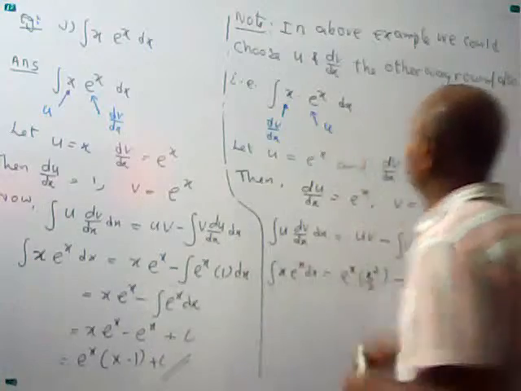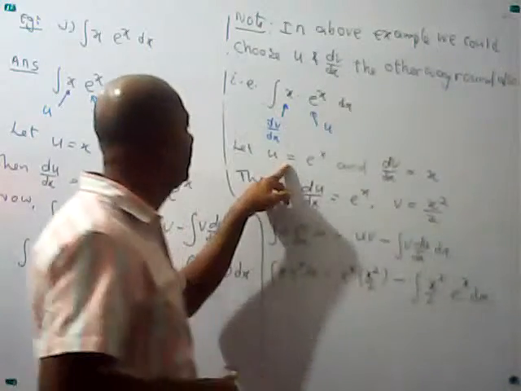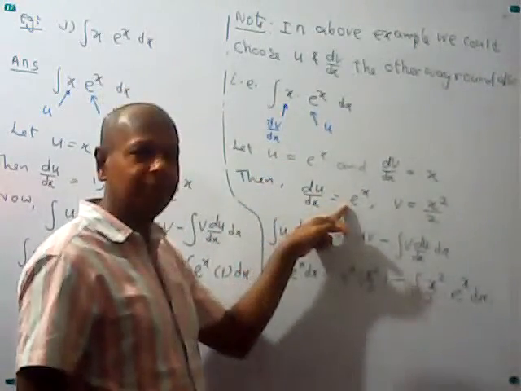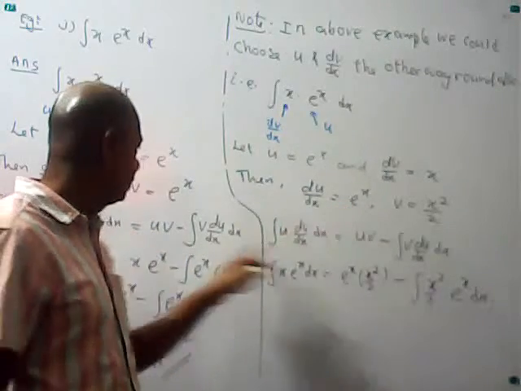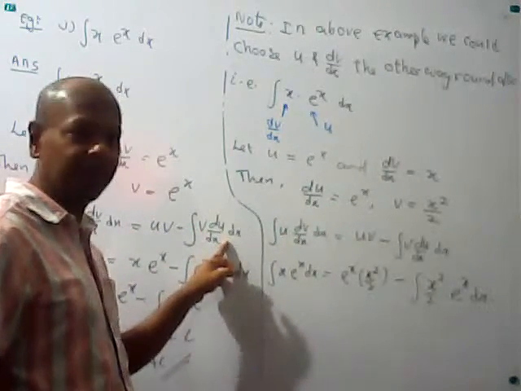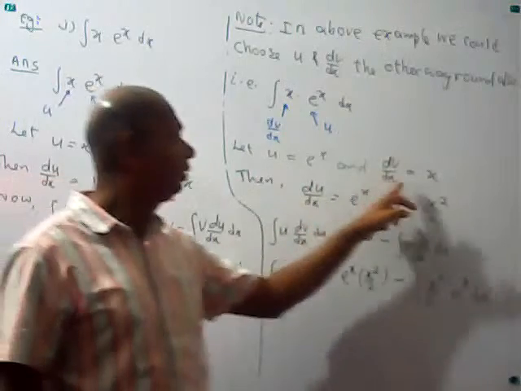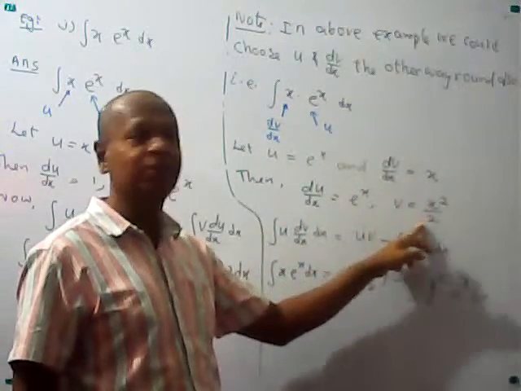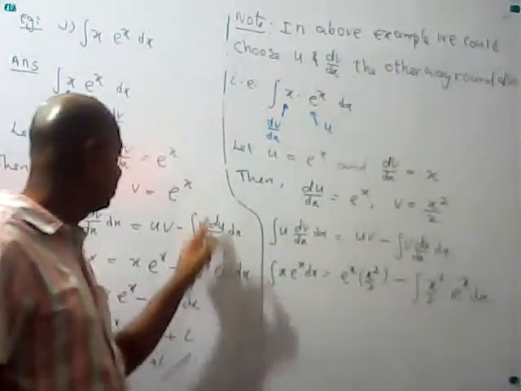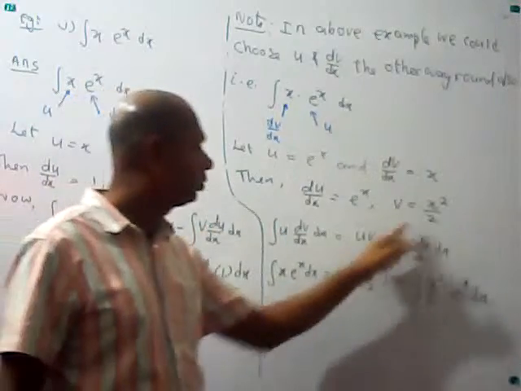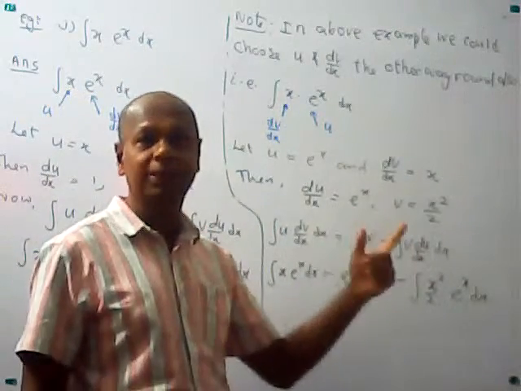And if you take it the other way, u is e^x, du by dx is the same e^x. So this side remains the same, but your dv by dx is x and v is x squared over 2. What you are going to substitute for v is more complicated.